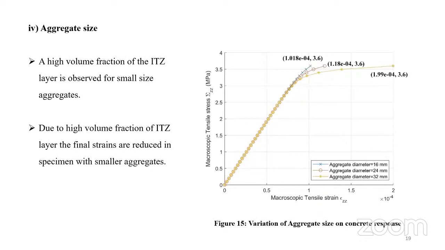The next variation is performed by varying the aggregate diameter. Three aggregate diameters, 16 mm, 24 mm, and 32 mm, are utilized without changing the volume fraction of aggregate in each phase. The smaller the diameter of aggregate, the higher will be the volume fraction of ITZ layer. Thus, the final strains for the specimen with smaller aggregate are lower.